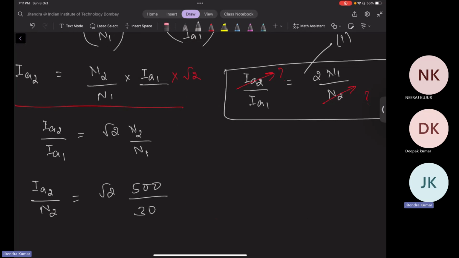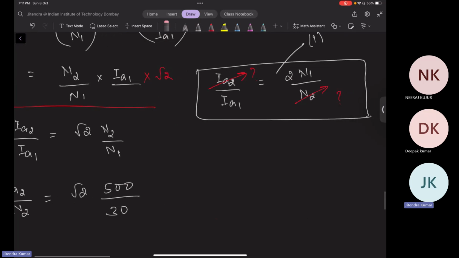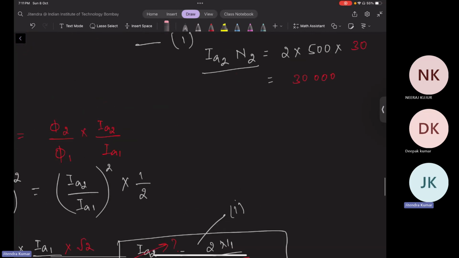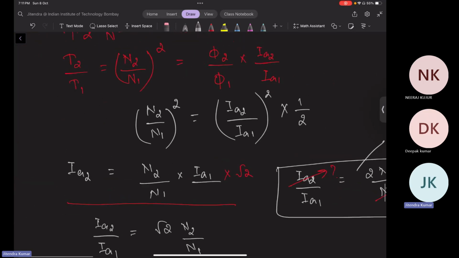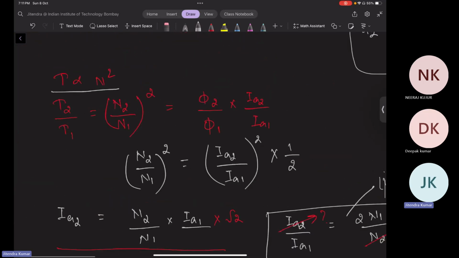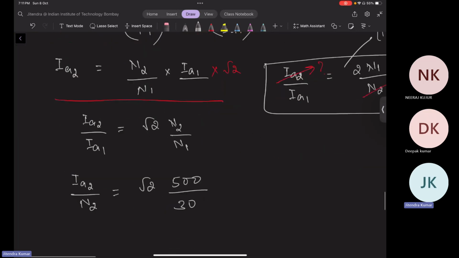From that condition, we got this equation: IA2 by IA1 is equal to root 2 N1 by N2, which gave us this value: N2 into IA2 is equal to 30,000. Now, from the second condition, which is torque is directly proportional to speed square, we equated it to phi2 by phi1 into IA2 by IA1, which gave us this IA2 by N2, and if you go further, 50 by 3, so this value is different.